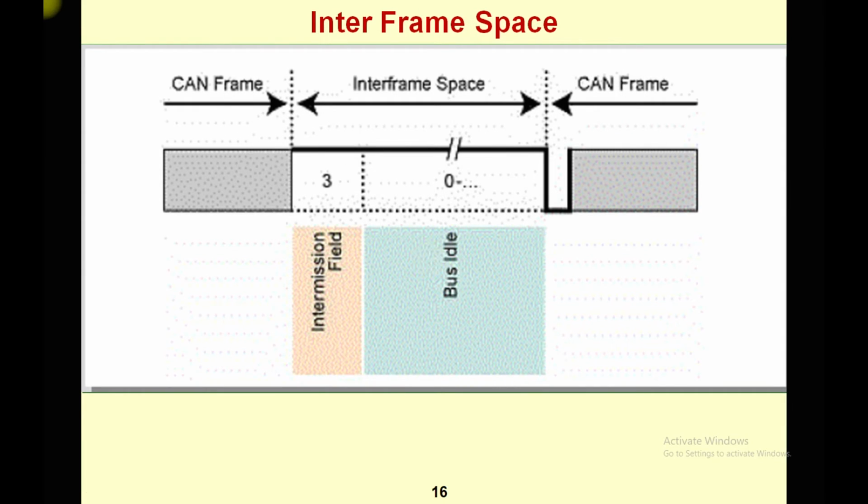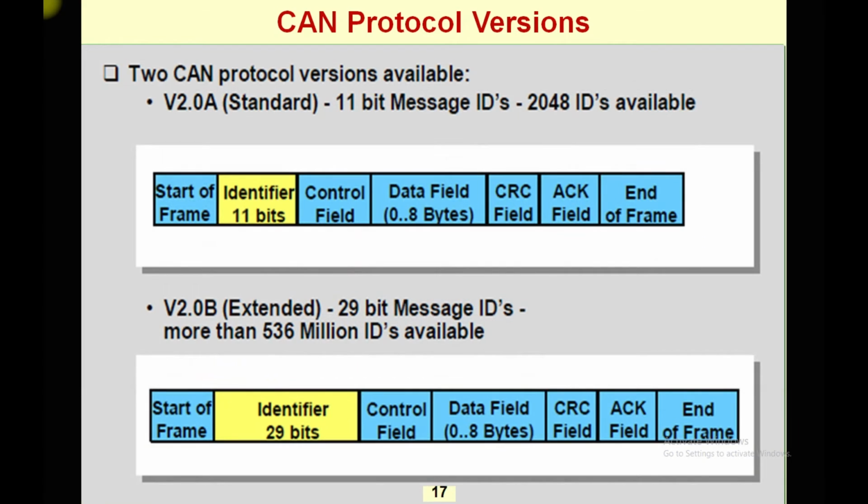And there is something like an interframe space between one data frame and another data frame. There should be an interframe space of approximately 3 bits, as we see here. And this is very clearly mentioned.